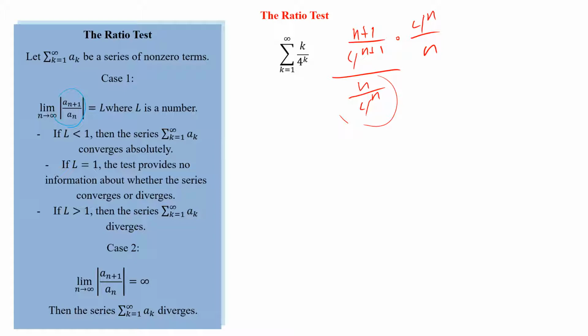And then this denominator we can actually break up. 4 to the n plus 1, when we add exponents, that means we multiply. So that could be written as 4 to the n times 4. Then we have our times 4 to the n over n. Hey, look, the 4 to the n's cancel. How convenient. And that gives us n plus 1 over 4n.